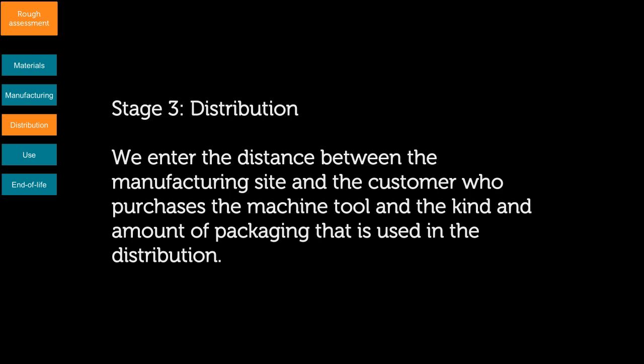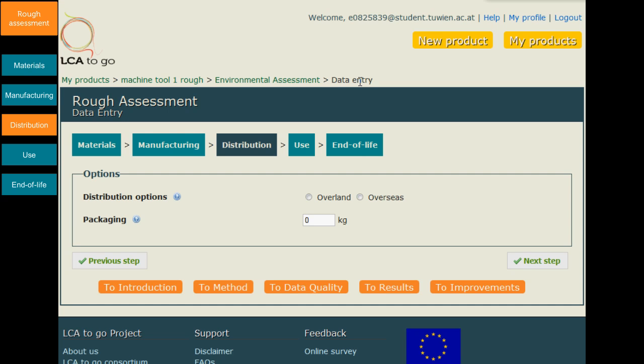Stage 3. Distribution. We enter the distance between the manufacturing site and the customer who purchases the machine tool, and the kind and amount of packaging that is used in the distribution. The machine tool is delivered to Sweden by truck. We choose the option overland for delivery. The machine tool is packed into PE foil. We enter the approximate amount of material that is used.